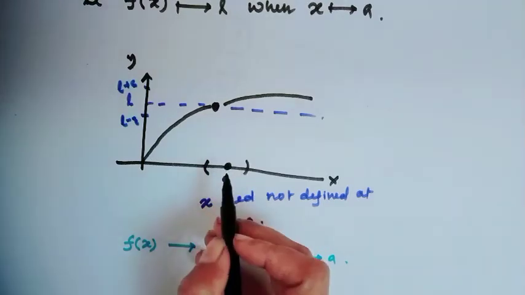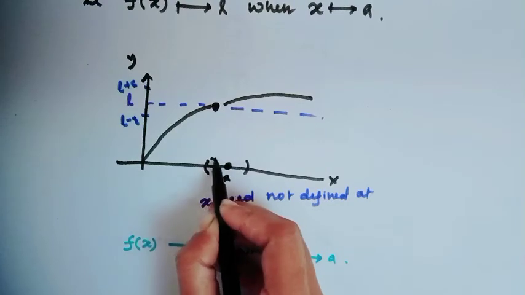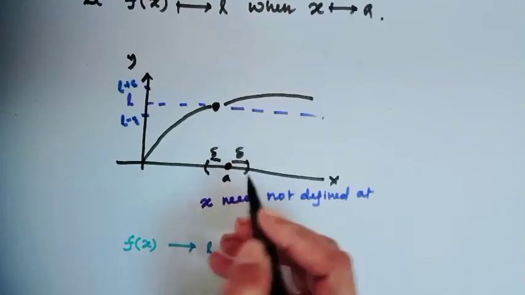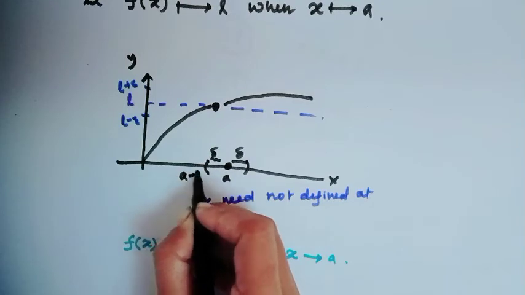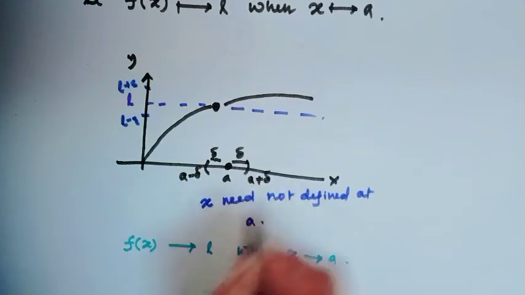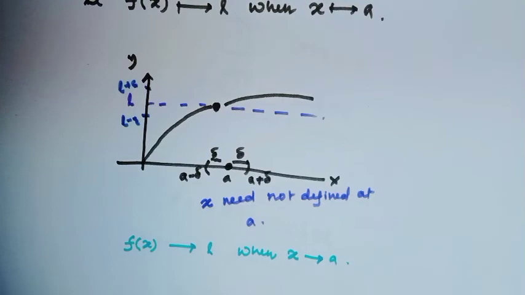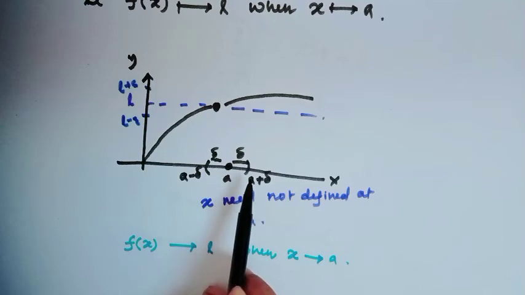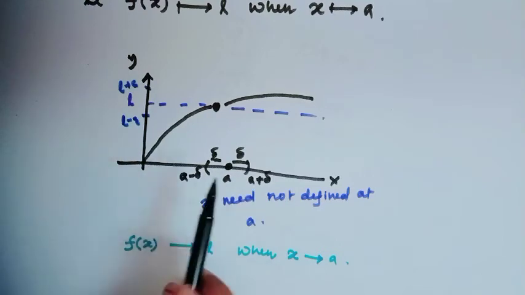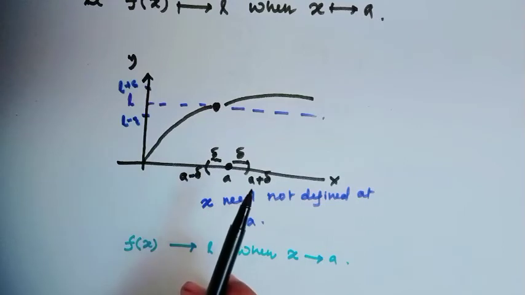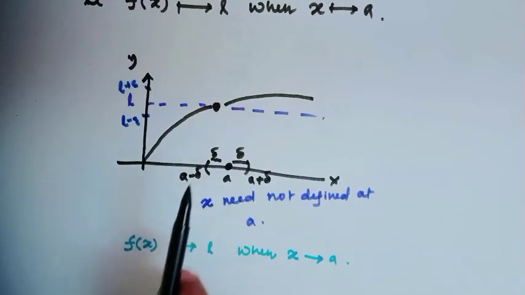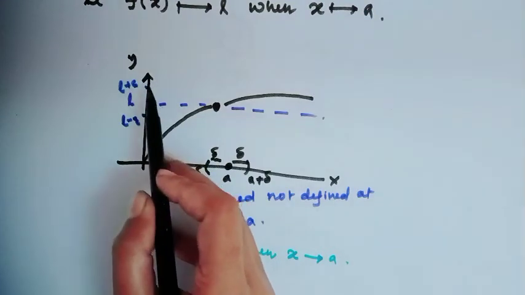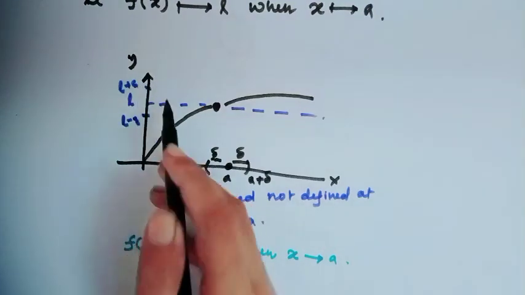Let this distance be delta. Then this would be a minus delta and this would be a plus delta. If you pick an x within this interval, a minus delta to a plus delta, then I can guarantee that for this x you always get f(x) within this interval, L minus epsilon to L plus epsilon.